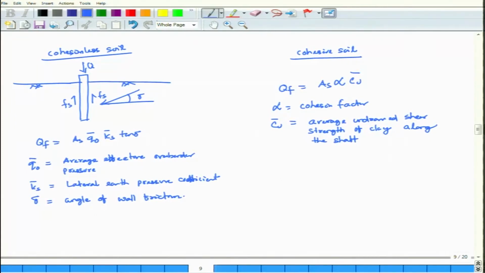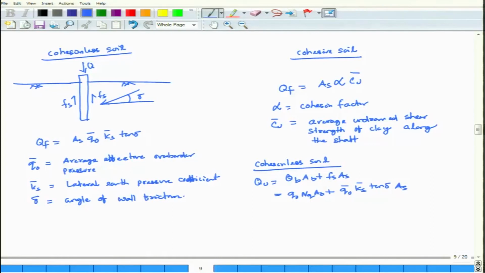So let me write it for cohesionless soil. All total, how it is coming. So total ultimate bearing capacity of single pile is your QB into AB plus Fs into AS, which is equal to Q0 NQ AB plus Q0 prime Ks prime tan delta AS.